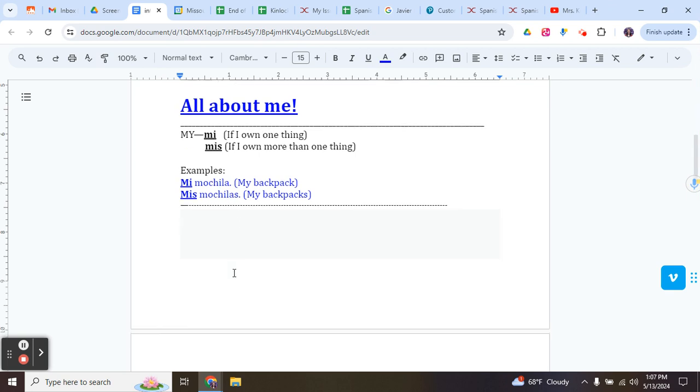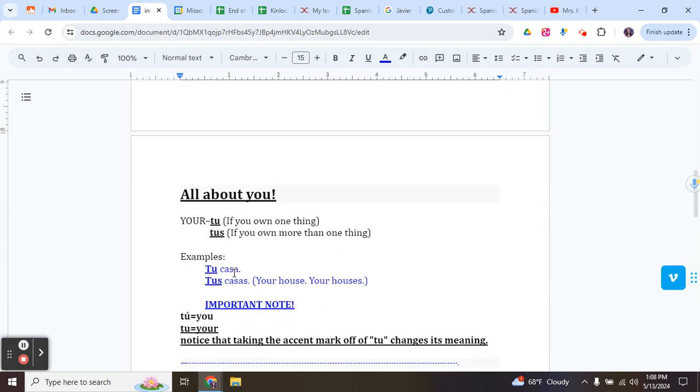Okay, now if we want to talk all about you, so if you want to say your house or your sister or your book or your dog, we're going to either use tu. Notice no accent mark this time because this means your. When it has an accent mark, it means you. But when you take the accent mark off, it means your. So tu if you own one thing, and then tus if you own more than one thing.